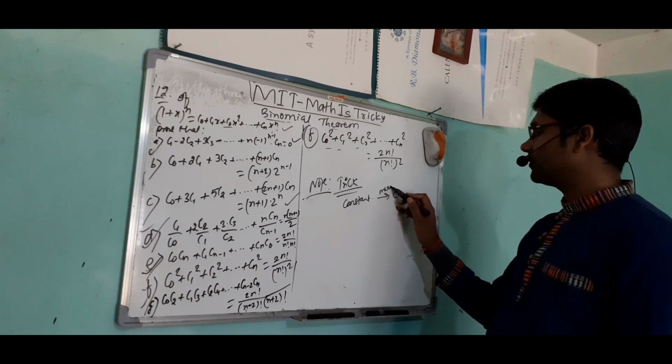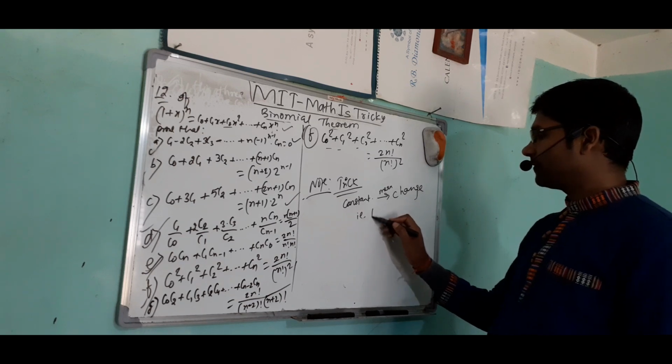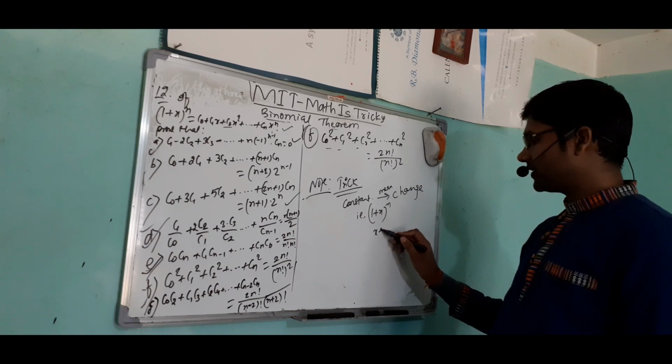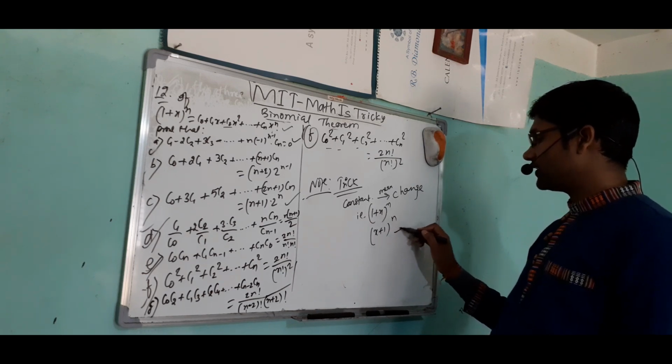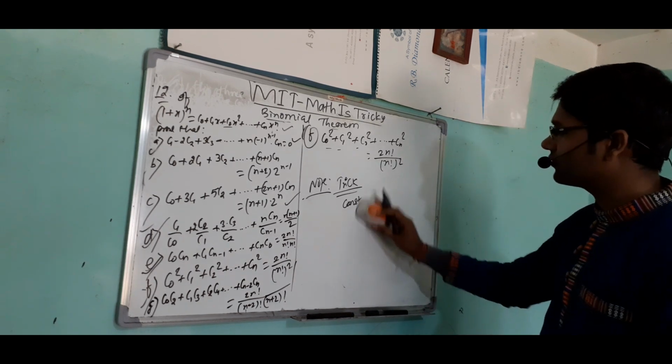And here remember, change means that we have tried one time x power n, (1 + x) power n, and next we have tried here x power 1, (x + 1) power n. This is how we will be solving this problem. Okay, so let me solve and show you.